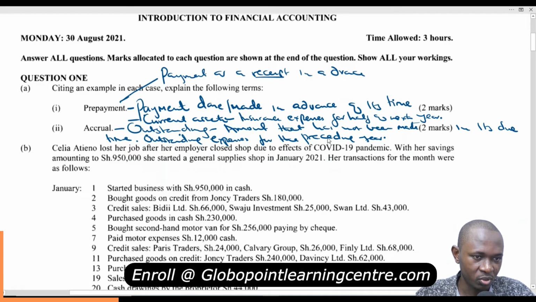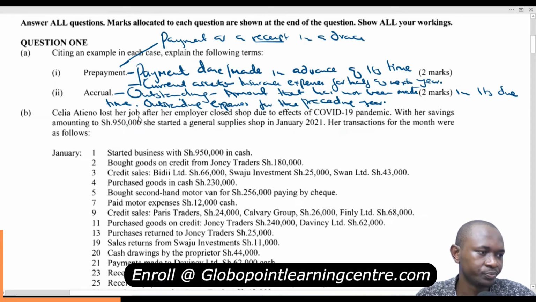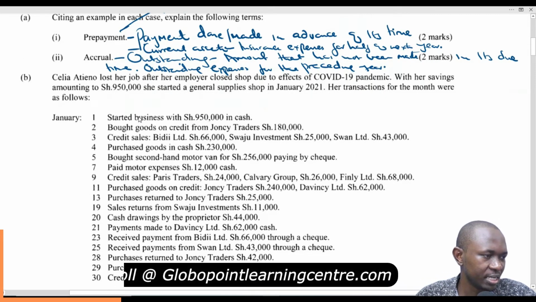So that should be able to give you the 2 marks. Just explain what prepayment is, what accrual is, and then give examples. Let's go to the second part.